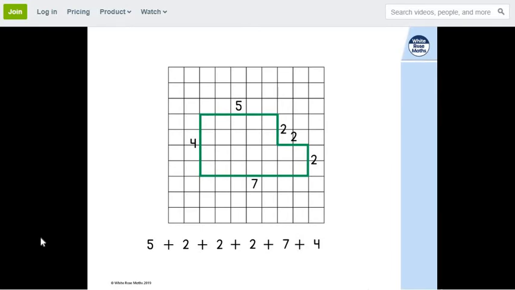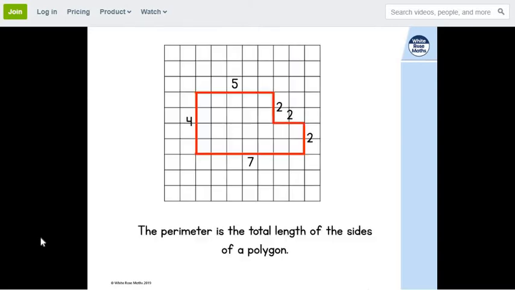Well, 5 add 2 add 2 add 2 add 7 add 4 is 22. So in total, he went 22 squares in distance. This is called the perimeter. And we can think about the perimeter being the total length of the sides of a polygon.